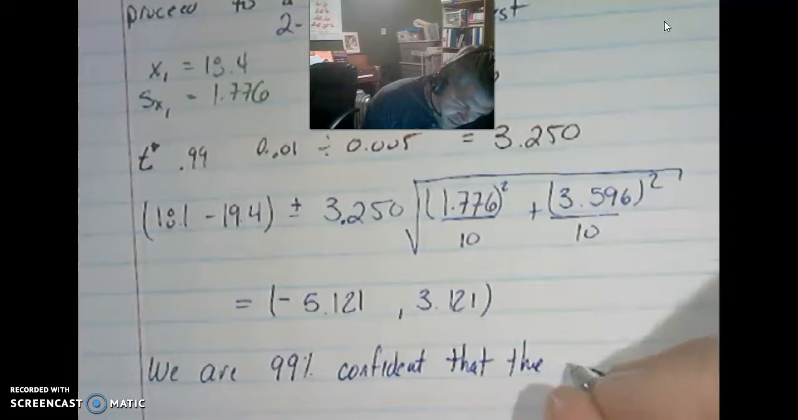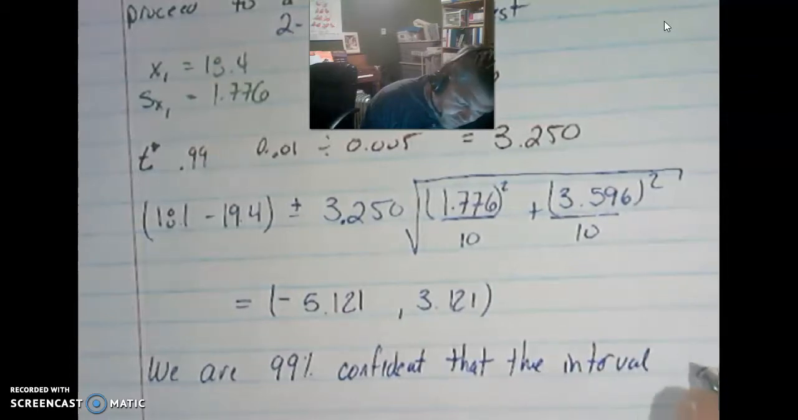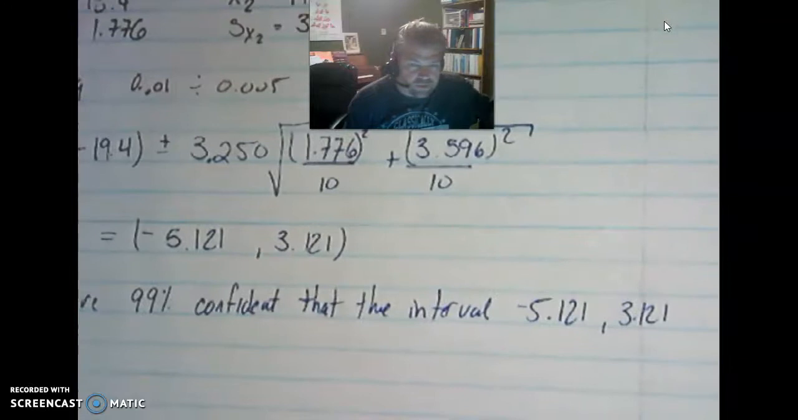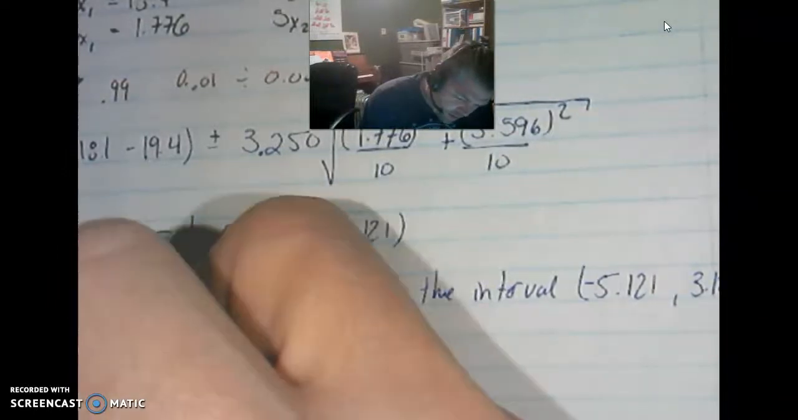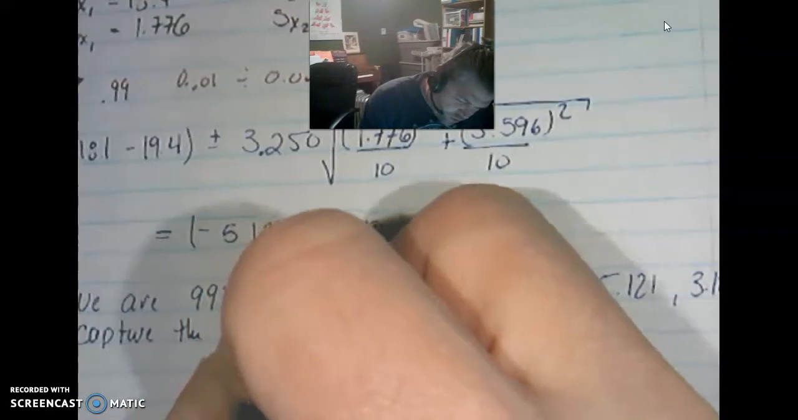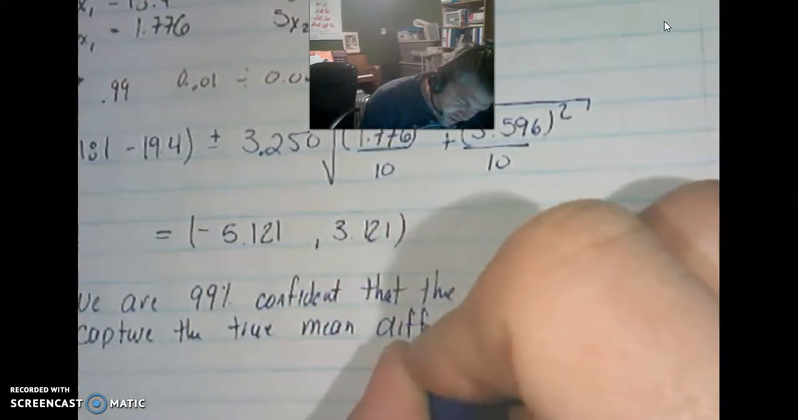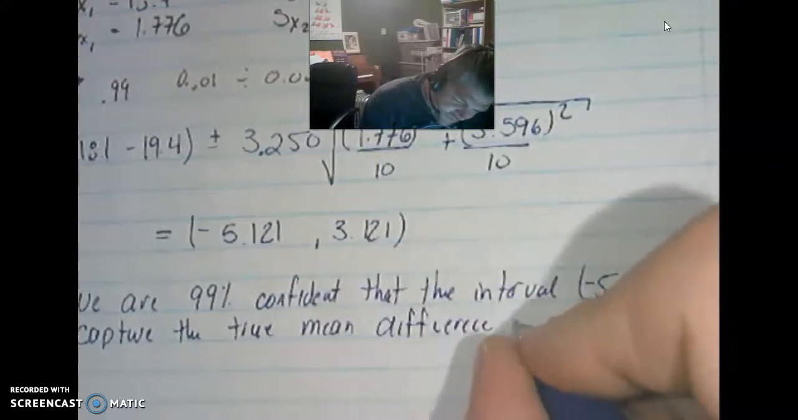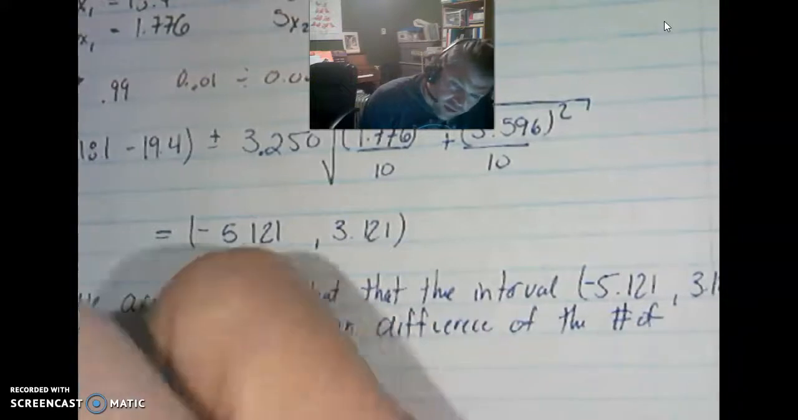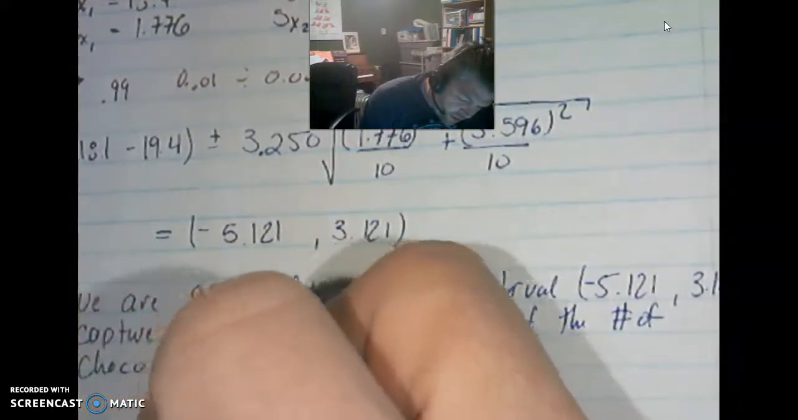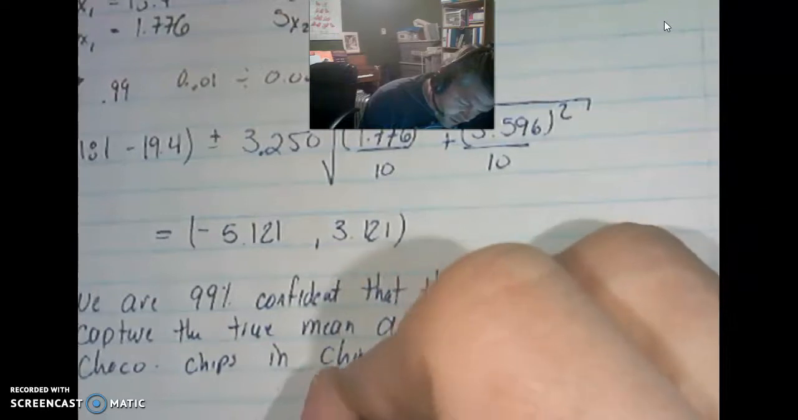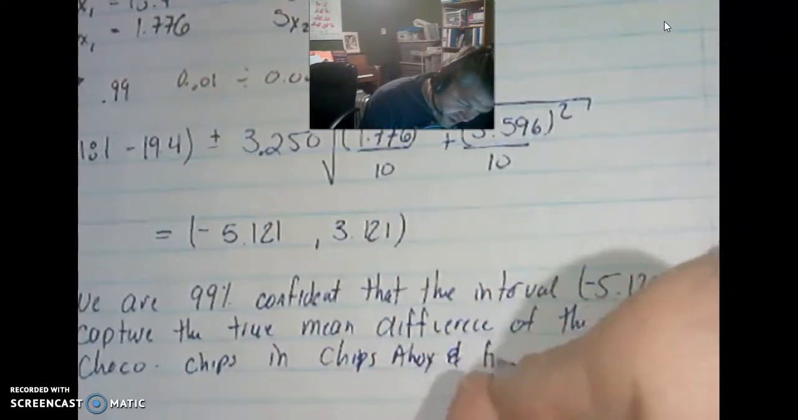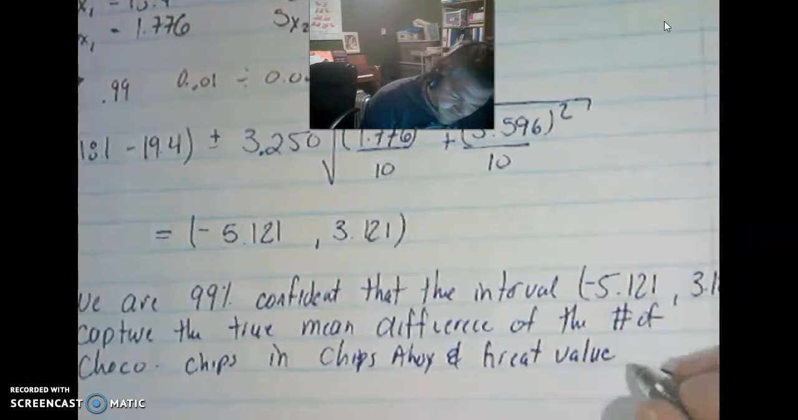So then we would sit there and say, we are 99% confident that the interval of negative 5.121 and 3.121 captures the true mean difference of the number of chocolate chips in Chips Ahoy and Great Value on average.